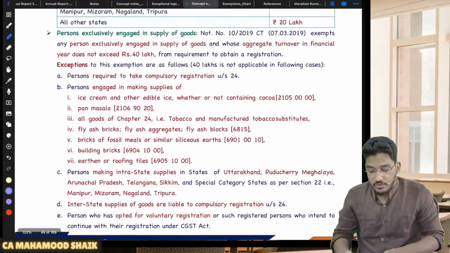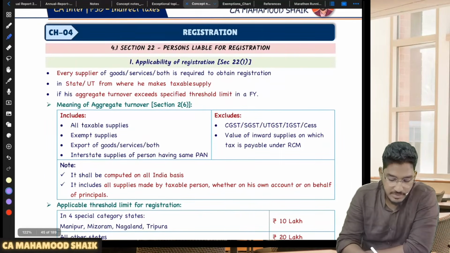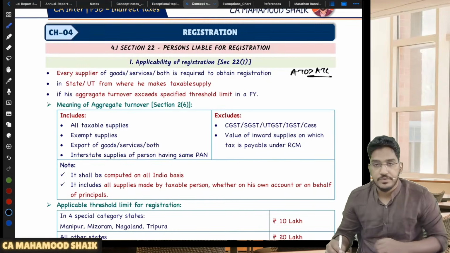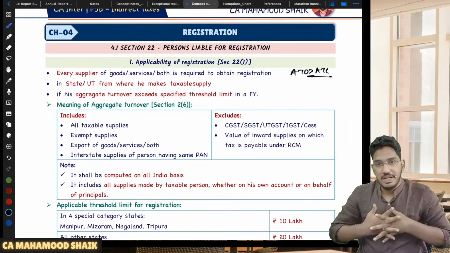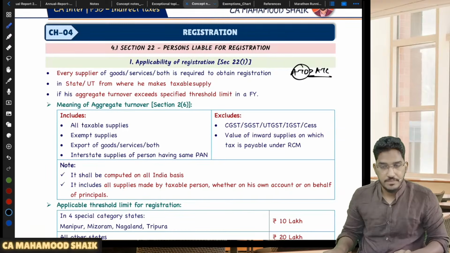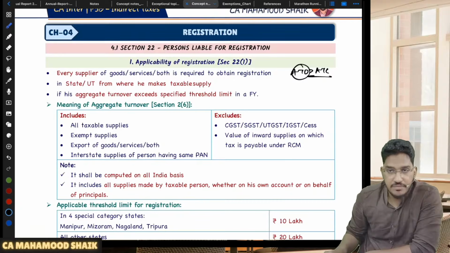So when a person will become liable for registration, first we'll see section 22. A person becomes liable for registration when his aggregate turnover exceeds the applicable threshold limit. So first we have to understand the meaning of aggregate turnover. Sir, what is the meaning of aggregate turnover?